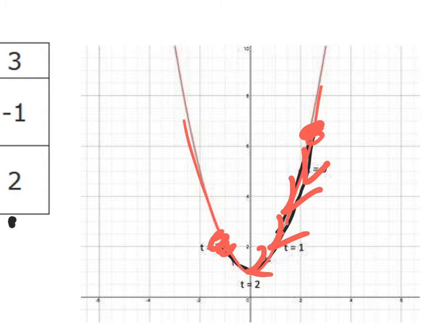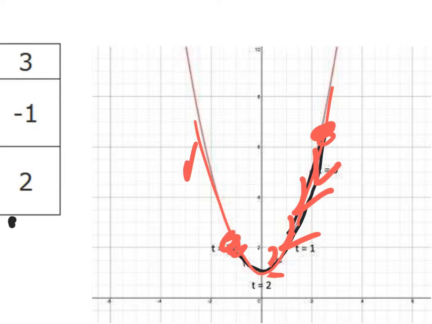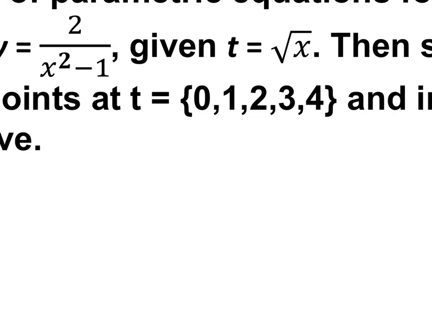Because parametric is all about something moving. And when something's moving, it has a starting point and an end. And some things go on forever. He could have gone from 0 to infinity, and then my arrows would keep on going. If I went 0 to infinity, I would have arrows going all the way, starting here. That is a possibility, but not in this problem.